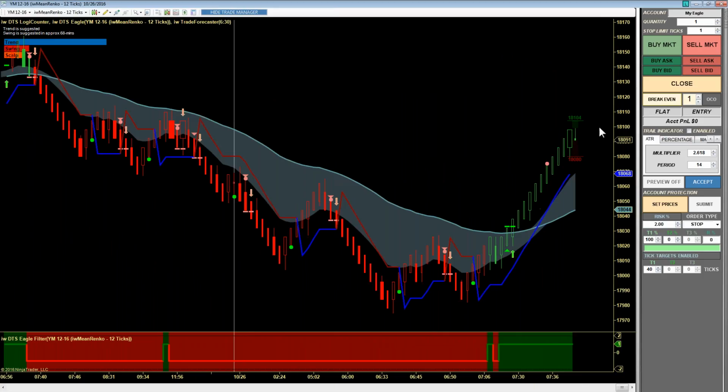So the Dow now has crossed over, so we would be looking for a little bit of a retrace here and an opportunity to get in long off the next signal, preferably off of the hard edge.